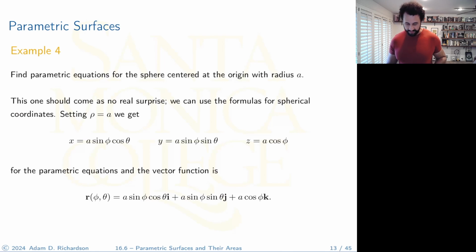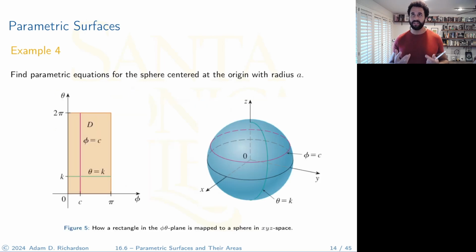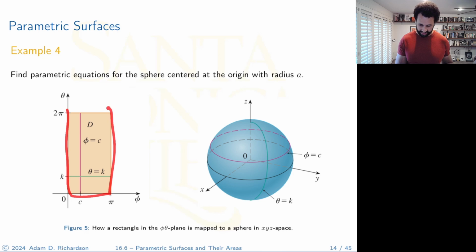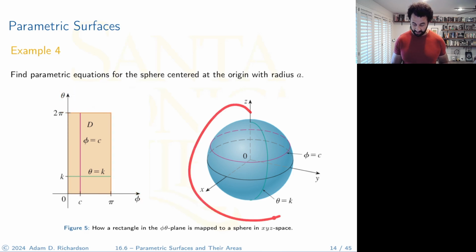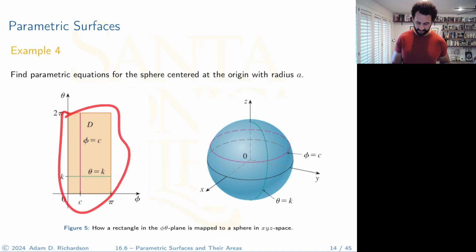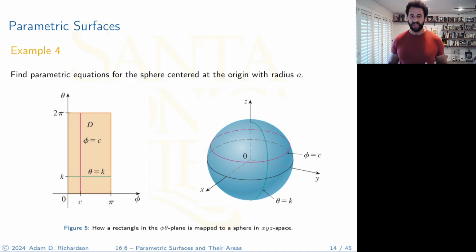Right. Now, one thing that is cool about this is that this parameterization is essentially describing how to convert a rectangle in the phi theta plane to a sphere in space. And those functions are deforming this rectangle into this sphere. And what really helps is to look at the grid curves, right? So let's do this for a minute.